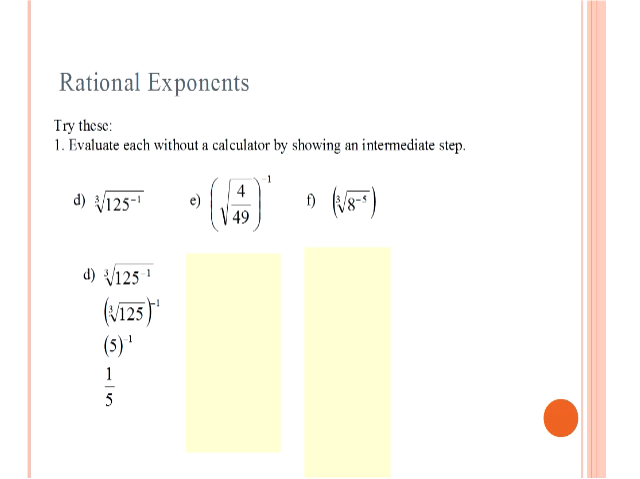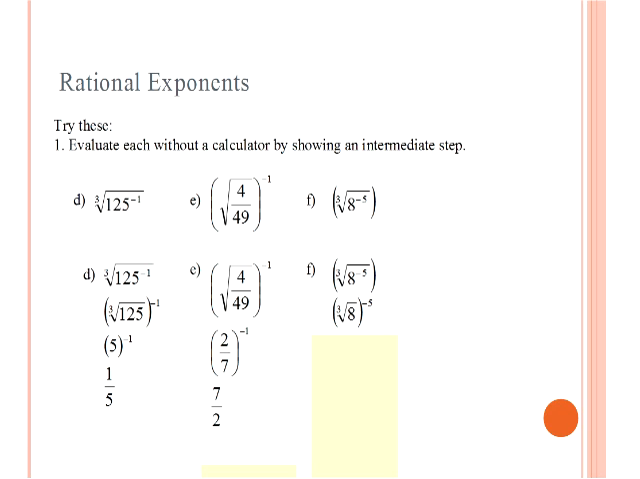Here I have the square root of 4 over 49, to the negative 1. Well, again, we know that the square root of 4 is 2, and the square root of 49 is 7. The negative in the exponent tells me to flip the base. Question F, the cube root of 8 to the negative 5. I can rewrite that as the cube root of 8, all raised to the negative 5. And the cube root of 8 is 2. And 2 to the negative 5 is 1 over 2 to the 5, which is 1 over 32.